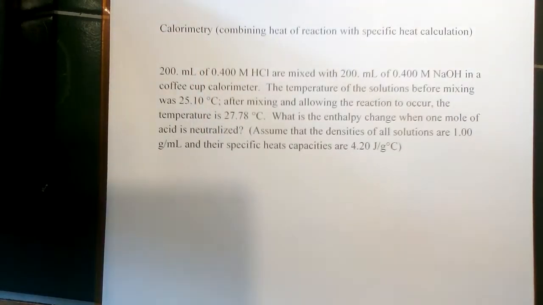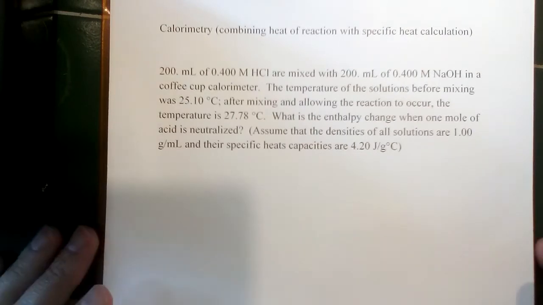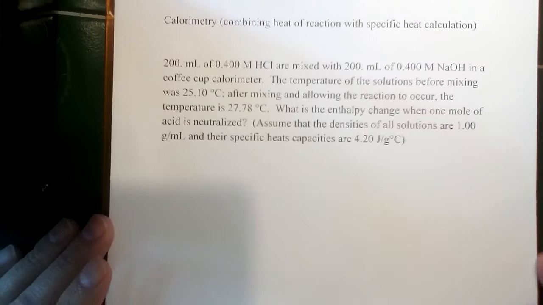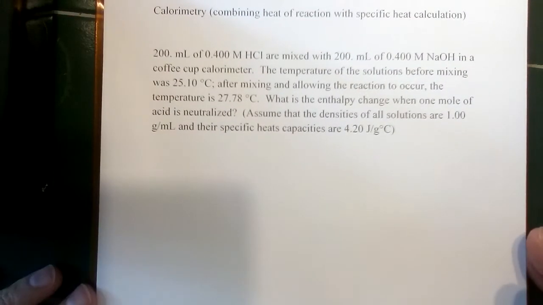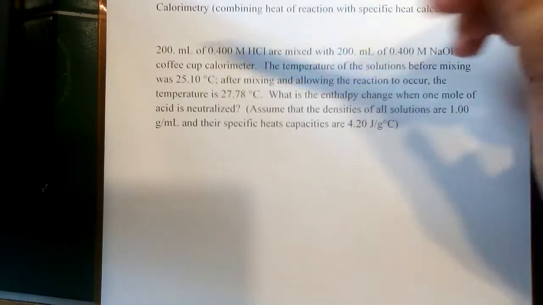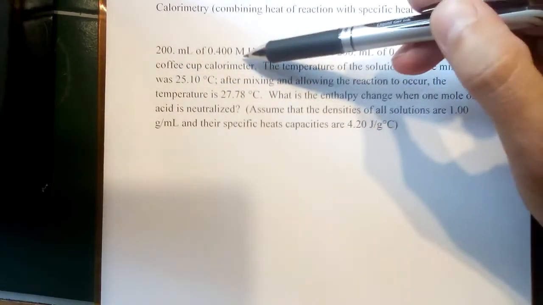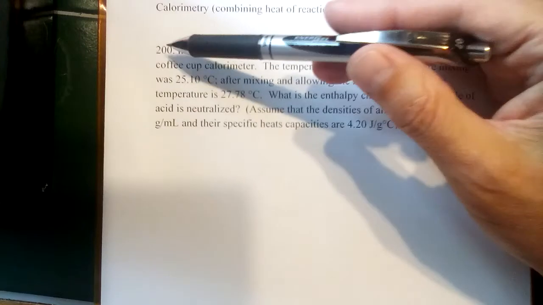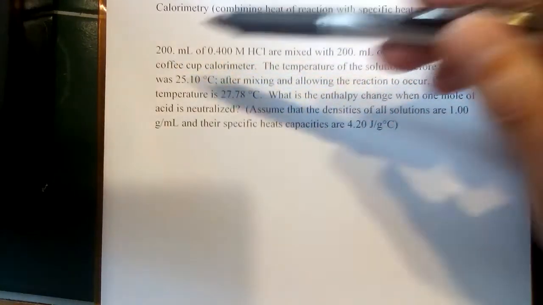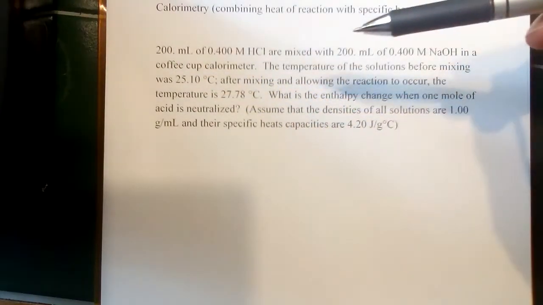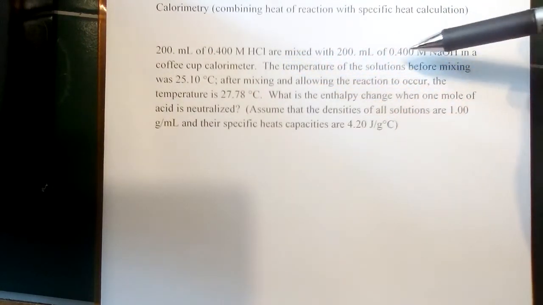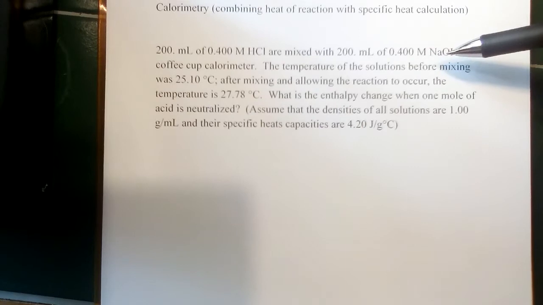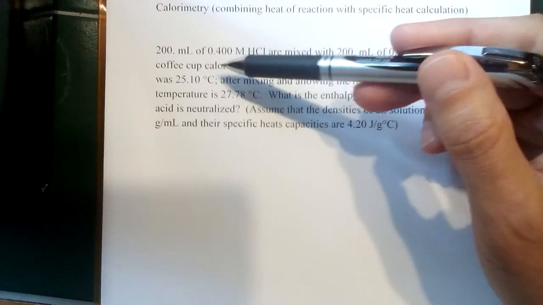So we're measuring how much heat is produced or absorbed when a reaction happens, and we're using that to figure out its enthalpy. So let's look at the problem, and then let's see if we can apply what we've already learned to work our way through it. Okay, we've got 200 milliliters of 0.4 molar HCl. So notice those are both three significant figures. We've got the decimal there after 200. And we're mixing that with 200 milliliters of 0.4 molar sodium hydroxide in a coffee cup calorimeter.